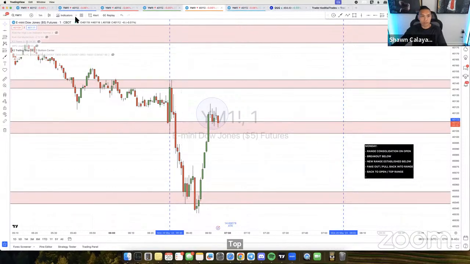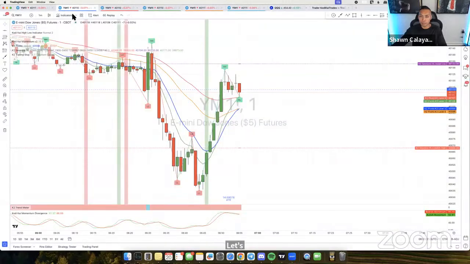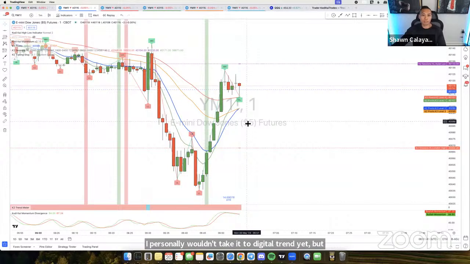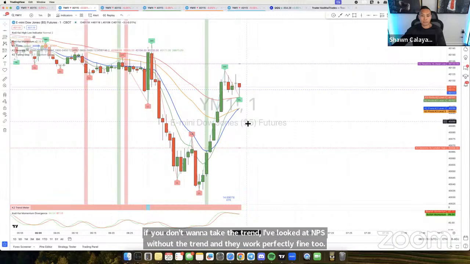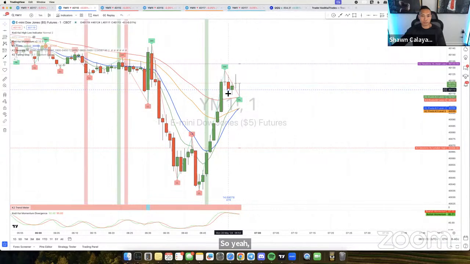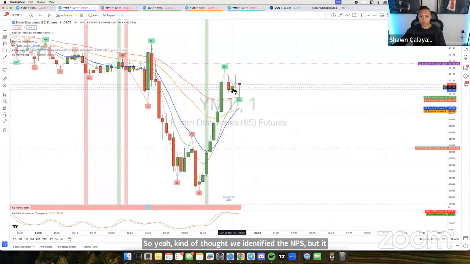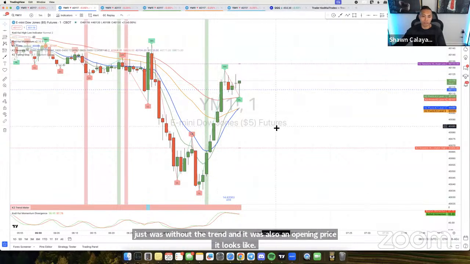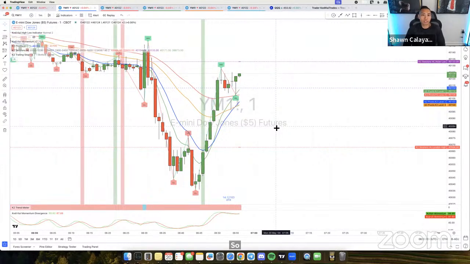Let's see, Ken said an MPS hit for a buy. Nice. Yeah, so price swung up right here, retraced and swung back up. I personally wouldn't take it because there's no trend yet, but if you don't want to take the trend, I've looked at MPSs without the trend and they work perfectly fine too. So Kenneth over here identified the MPS, but it was without the trend. And it was also at opening price, it looks like. So a couple red flags there.